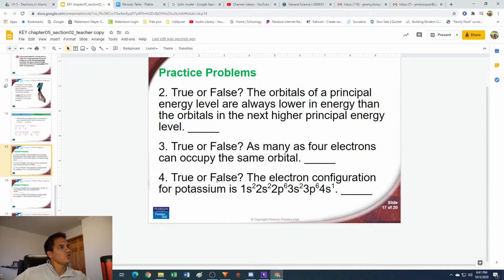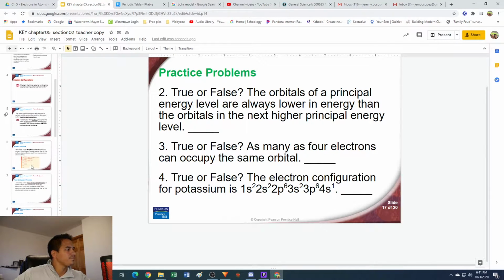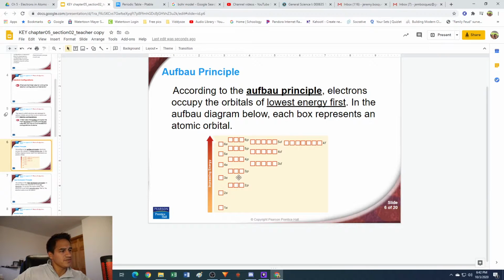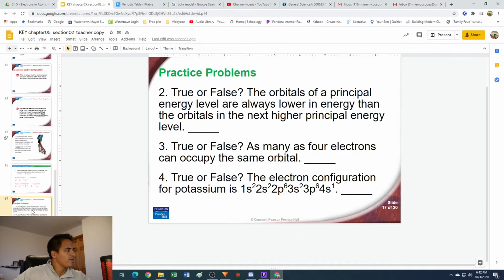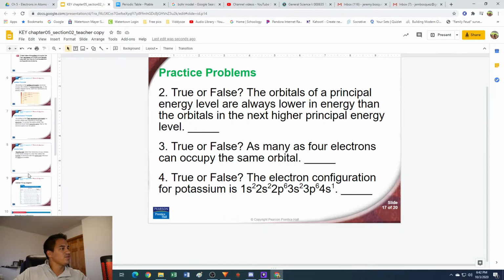Number 2, true or false? The orbitals of a principal energy level are always lower in energy than the orbitals in the next higher principal energy level. So this is false, okay? This is basically saying that these energy levels, so like energy level 1, energy level 2, energy level 3, the energy level that's above is always going to be higher in energy. And we know that that's not true.